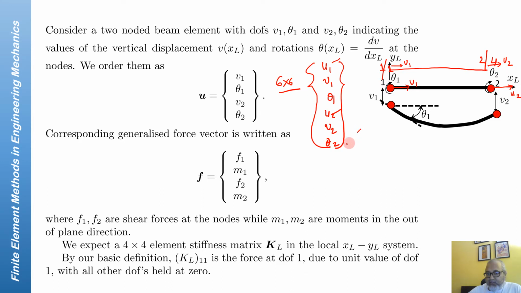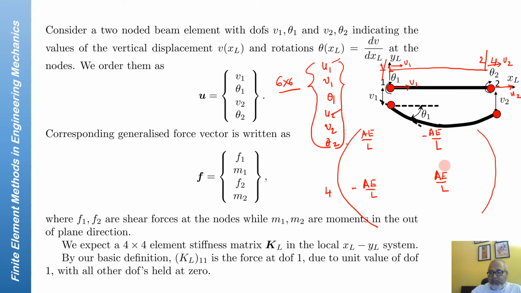So I take this global stiffness matrix, and AE by L goes in 1, 1, minus AE by L goes in 1, 4. Again, minus AE by L goes in 4, 1, and AE by L goes in 4, 4. So this is, I'm assembling the truss. Then I assemble the beam, and for the beam, the degrees of freedom are 2 and 3 for the first node, and 5 and 6 for the second node.